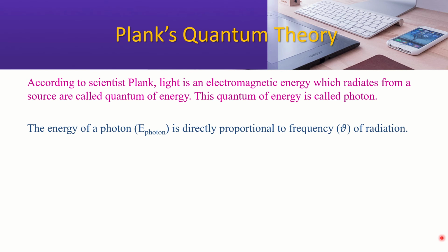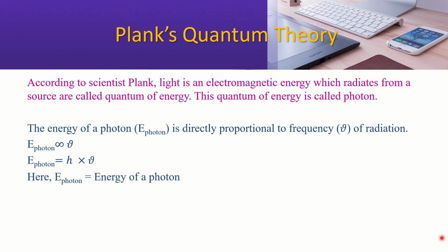The energy of a photon is directly proportional to the frequency of radiation. So, Planck's theory is that the energy of a photon is directly proportional to the frequency of its radiation. That means energy E is proportional to frequency, denoted by nu, and we can write E equals h nu. Here h is a constant and it is called Planck's constant.